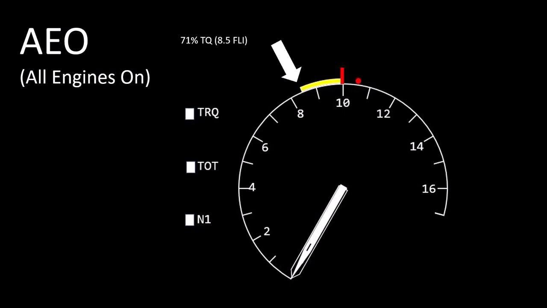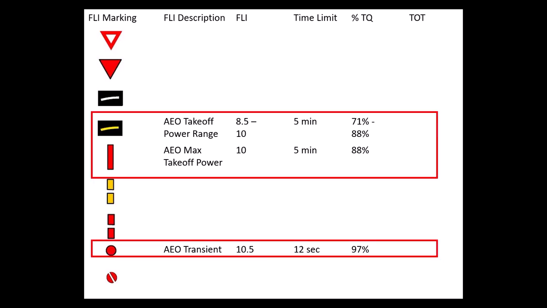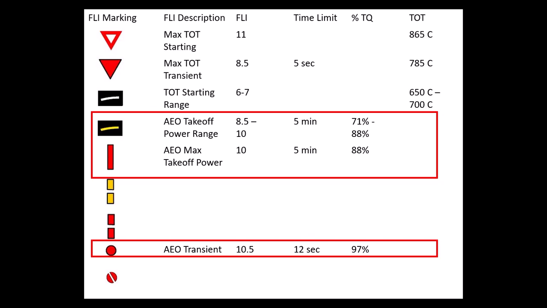Also of note here is your 71% torque, 8.5 FLI. That's the beginning of your takeoff power range. You can't go past that once you're at 65 knots or higher. So you really do most of the time want to stay below that 8.5 FLI. So back to our chart. These are the values that we just got, right? These are all our AEO limits that we get when we're in AEO mode. When the FLI is showing you all engines on torque mode, these are the limits that you're going to see. And then here it is filled in with the TOT limits that we learned already as well.